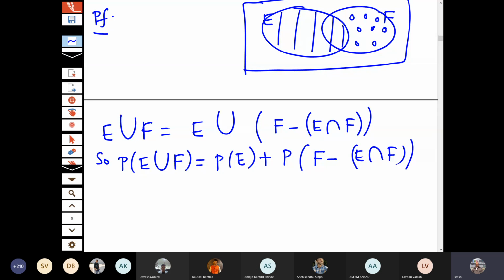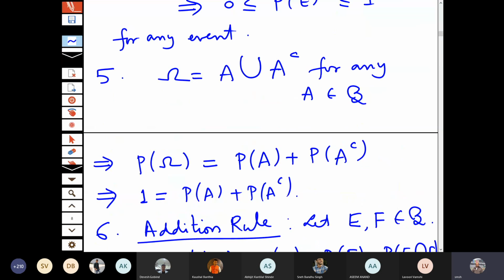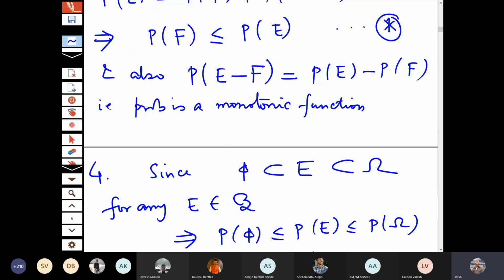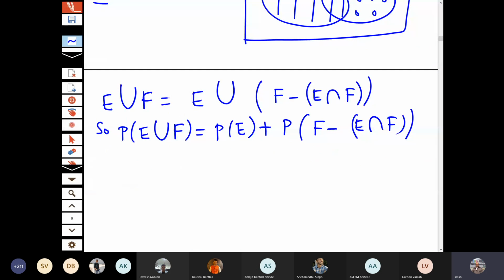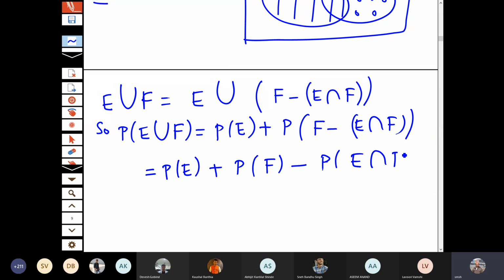But E intersection F is a subset of F. So by the previous rule that if I have F a subset of E, then probability of E minus F is probability of E minus probability of F. So I can use that, and this will give me probability of E plus probability of F minus probability of E intersection F. So this is the addition rule.